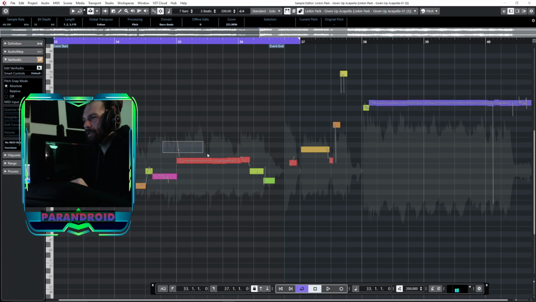But usually the dominant interval would be, of course, a major third. So what is a major third when we're going from G? Linkin Park Given Up is G major. So we end up with B as the major third. B is, of course, the wrong interval.